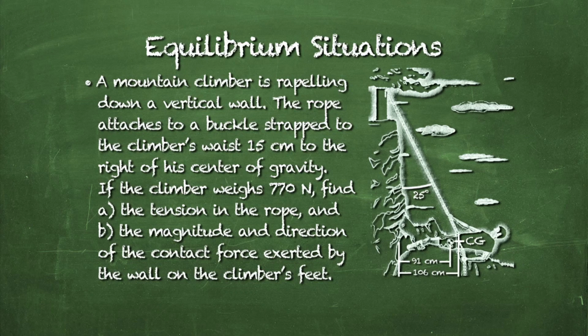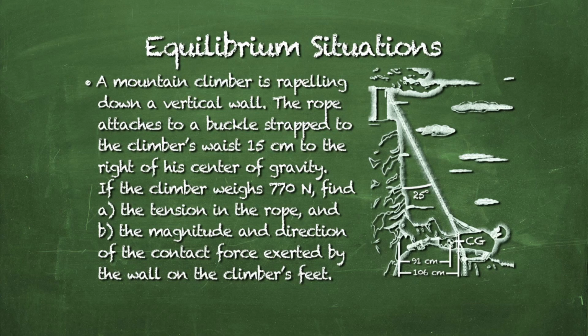So the object at the center of our consideration is the climber, and the forces that you should consider on the climber are the vertical force exerted by the wall on his feet, the horizontal force exerted by the wall on his feet, gravity, or the climber's weight, which we will treat as if it were a single force exerted on his center of gravity, and the tension in the rope.